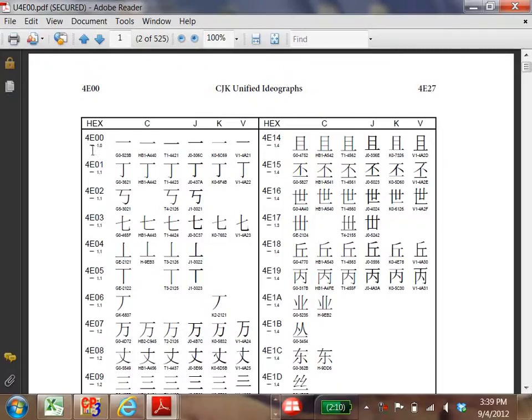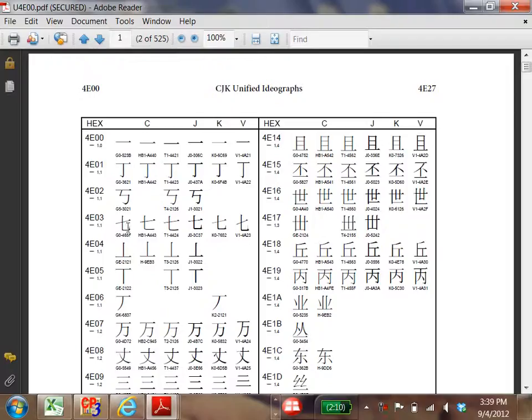So in Unicode, if you want this character here, it's 4E01. But why are there so many of these things here? The C means that's how they do it in China. J means that's how they do it in Japan. A K means that's how they do it in Korea. And V means that's how they do it in Vietnam. Notice in China, they'll do it three different ways. I mean, the Japanese always do it the same way, and Koreans and Vietnam, but China's a big country, and it's kind of hard to get everybody to do it exactly the same way, right?